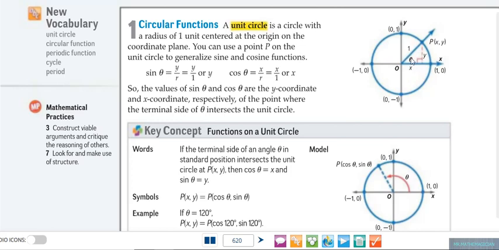Now, you know that the sine is opposite over hypotenuse. So y over r, y over the radius, it's y over 1, which means y. Also cosine theta is adjacent over hypotenuse, which is x over r. X over 1 means x. So the values of sine theta and cosine theta are the y coordinate and the x coordinate respectively. When does this happen? When the words unit circle are mentioned in the problem.